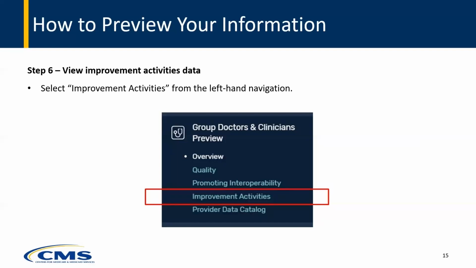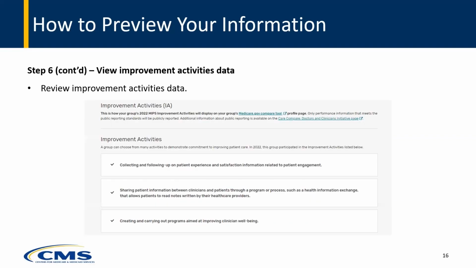Clinicians and groups can also preview how improvement activities will be reported on their profile pages. Start by selecting Improvement Activities from the left-hand navigation. Next slide, please. On this page, you can preview a list of improvement activities that are planned for public reporting on your profile page. The improvement activities display as green check marks. Next slide, please.